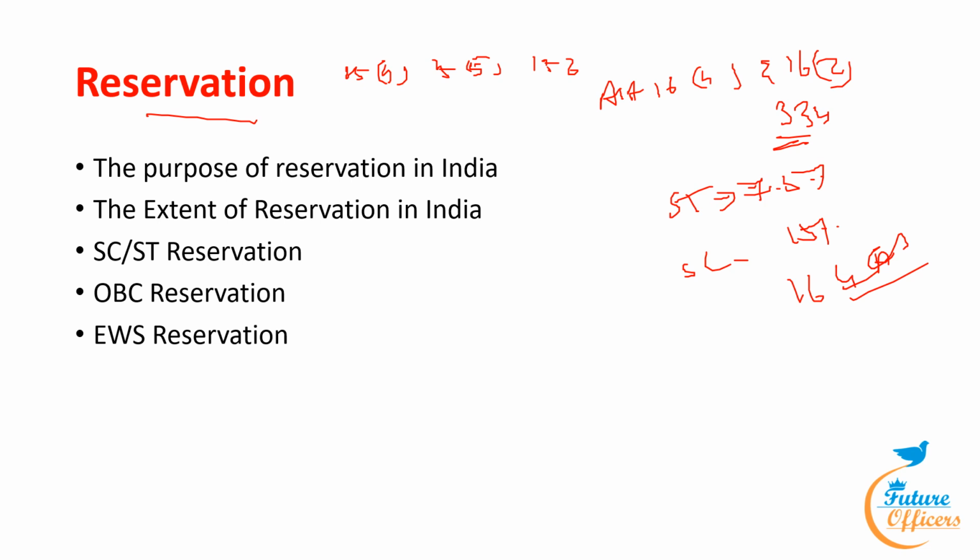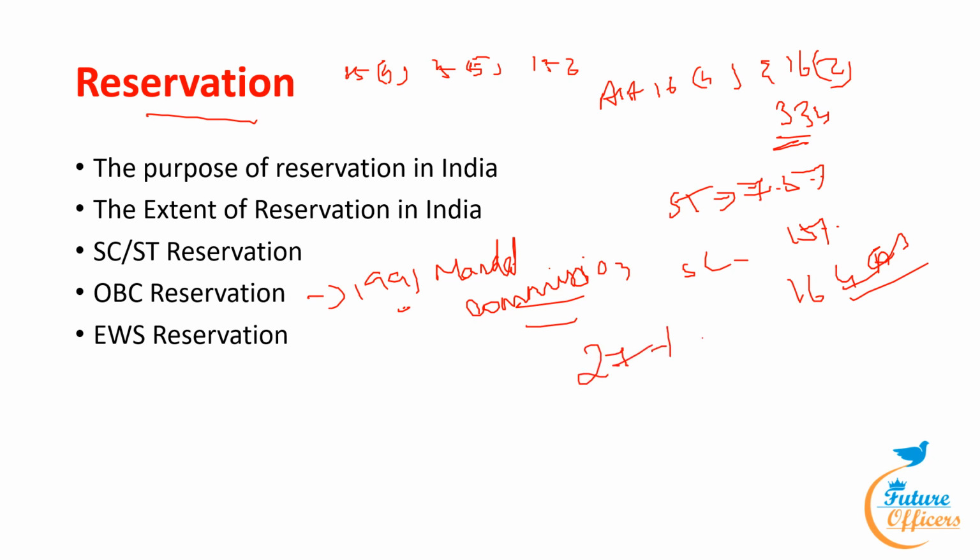Here the Mandal Commission report served as the basis for the introduction of OBC reservation in 1991. OBCs are allotted nearly 27% of quota for positions in government jobs and in higher education.